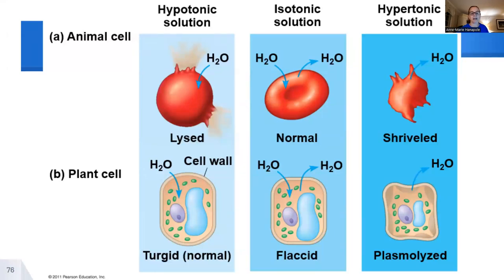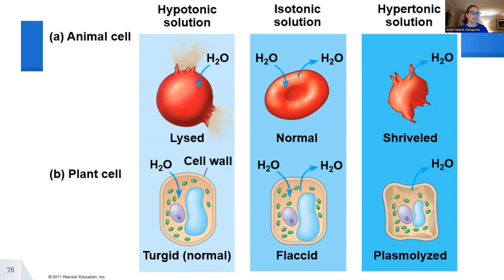In an animal cell, because the water is moving into the cell, that's going to put a lot of pressure on the cell membrane. And if too much water goes in, it could burst. And if it bursts or breaks open, that's said to have lysed. So lysing is the bursting or breaking of a cell.